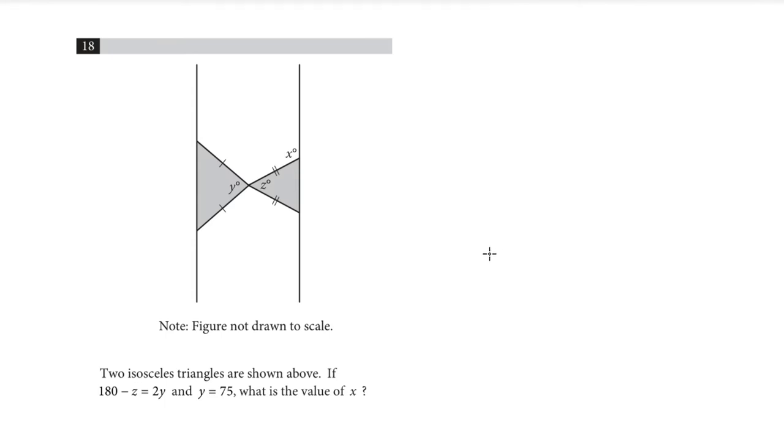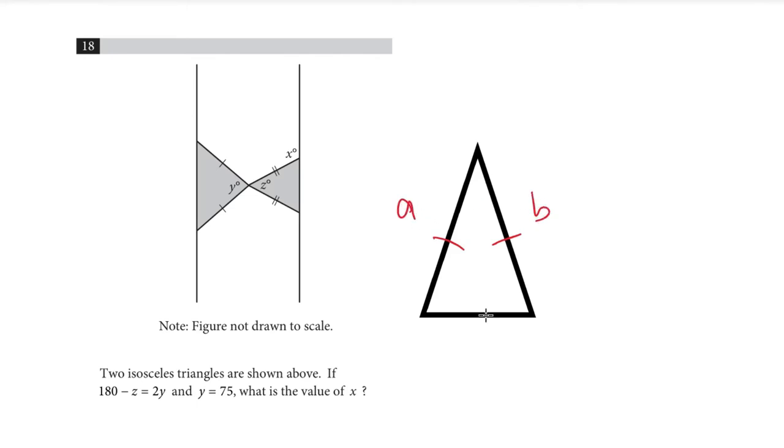This is a problem related to isosceles triangles. Before we begin solving it, let's remind ourselves what isosceles triangles are. An isosceles triangle is a triangle with two equal sides. So here side A and B in the isosceles triangle would be equal. If P is 10 meters, then A would also have to be 10 meters.